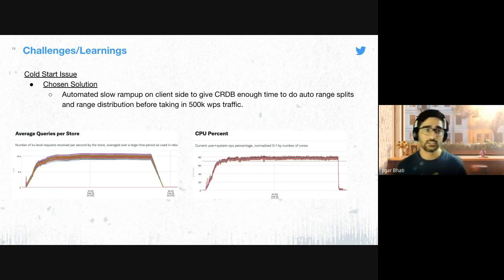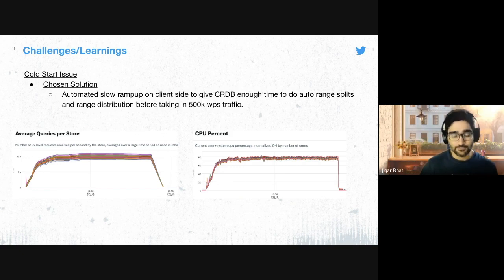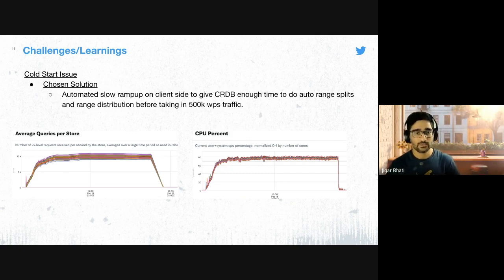So what we ultimately ended up choosing as the final solution is an automated slow ramp-up on the client side to give CRDB enough time to do the splits and also do the range transfer or range distribution between the nodes. And we used the settings we had done before for the range split threshold and the range snapshot transfer rate threshold to do this as fast as possible. We had a period of 30 or 45 minutes where the traffic gets slowly ramped up in percentages of 10, for example, and by the end of 30 or 45 minutes, it reaches the 500K QPS for the write. Over this period of time, CRDB has enough time to actually do the range splits and transfers without causing any CPU overload issues or cluster stability issues. You can see the average number of queries per store was pretty well distributed. Even the CPU looks pretty well distributed, 80% for all the nodes.